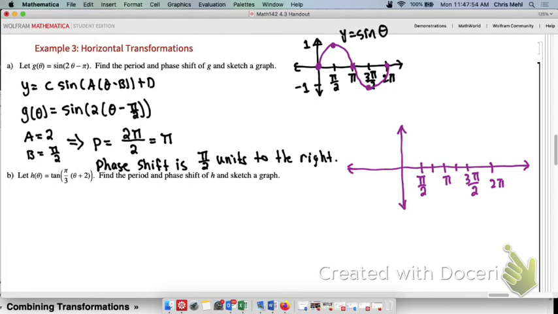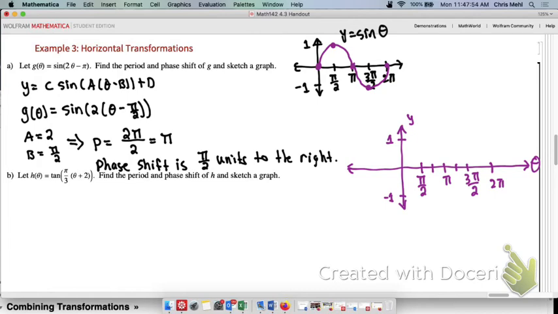I've got to label my vertical axis with +1 and -1 here. Okay, I have a y-axis and I have a theta axis. And so now, again, the phase shift was pi over 2.